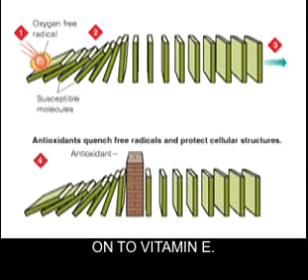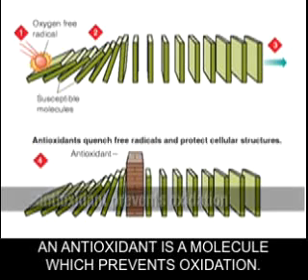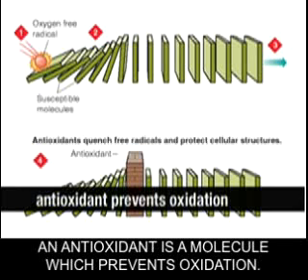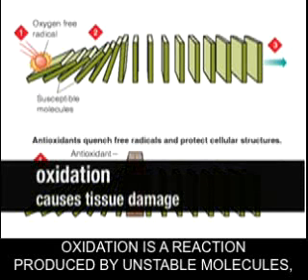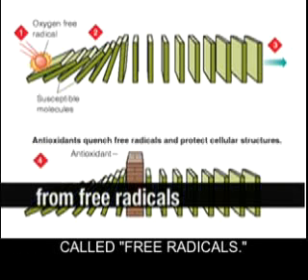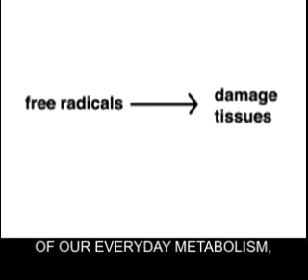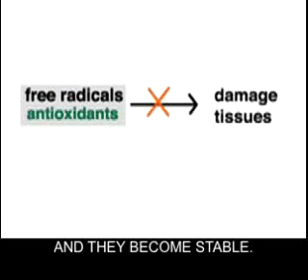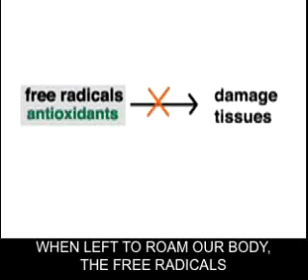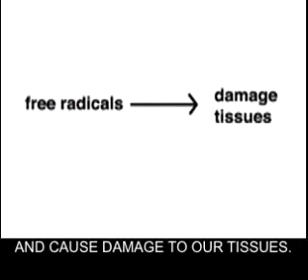On to vitamin E. Vitamin E's main function is as an antioxidant. An antioxidant is a molecule which prevents oxidation. Oxidation is a reaction produced by unstable molecules, called free radicals. Free radicals are a normal byproduct of our everyday metabolism. Antioxidants bond with free radicals and they become stable. When left to roam in our body, the free radicals will bind with proteins, fats, whatever they like, and cause damage to our tissues.